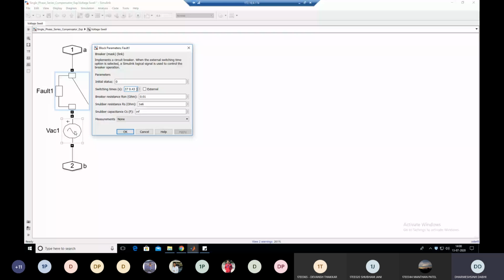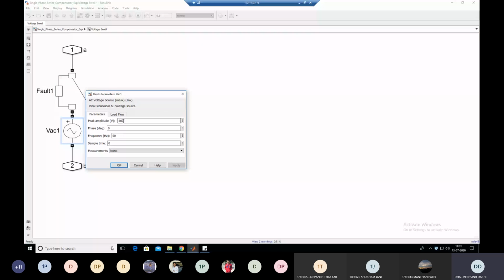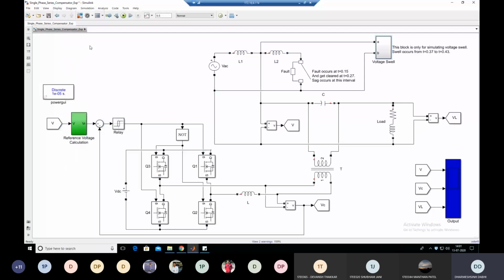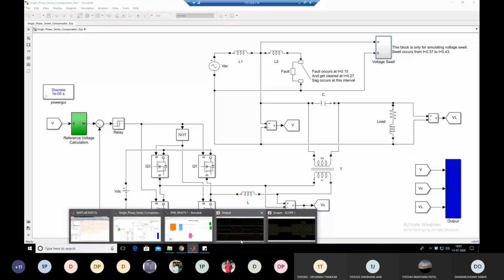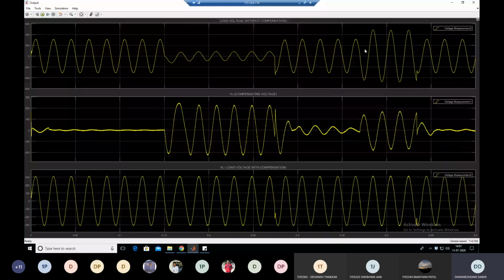And this AC voltage value is 500 peak value. This is more than the supply voltage. The supply voltage is 311 peak. Clear? So you can observe that after 0.37 second, the voltage becomes more than the normal rated voltage. Before 0.37 second, the load voltage is normal, 311 peak. Or you can say 311 sin omega t variation, the rated value.